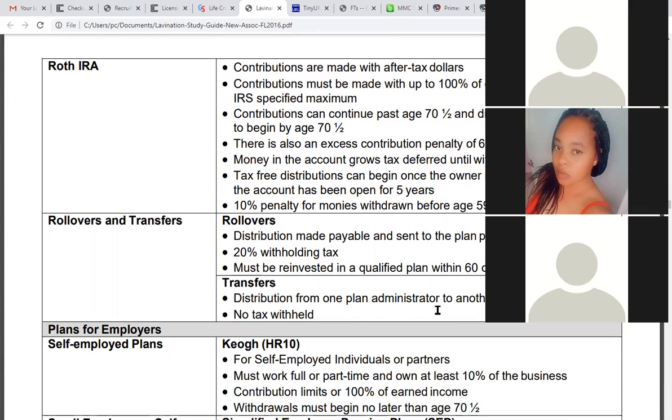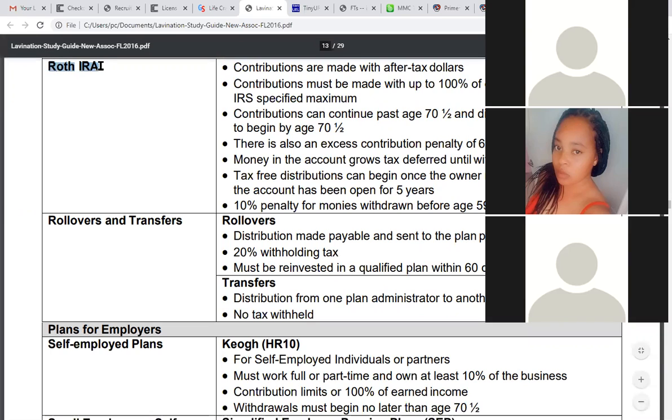All right, Roth IRA. That's another account, an individual retirement account. This is one of the great accounts that somebody can have. Now, contribution is made with after-tax dollars. That means you already paid tax on that amount. Contribution must be made up to 100% of earned income. In order for you to have this account, guys, you have to have earned income. Contribution can be up to 72. They changed the date again. 72, that's what it is.